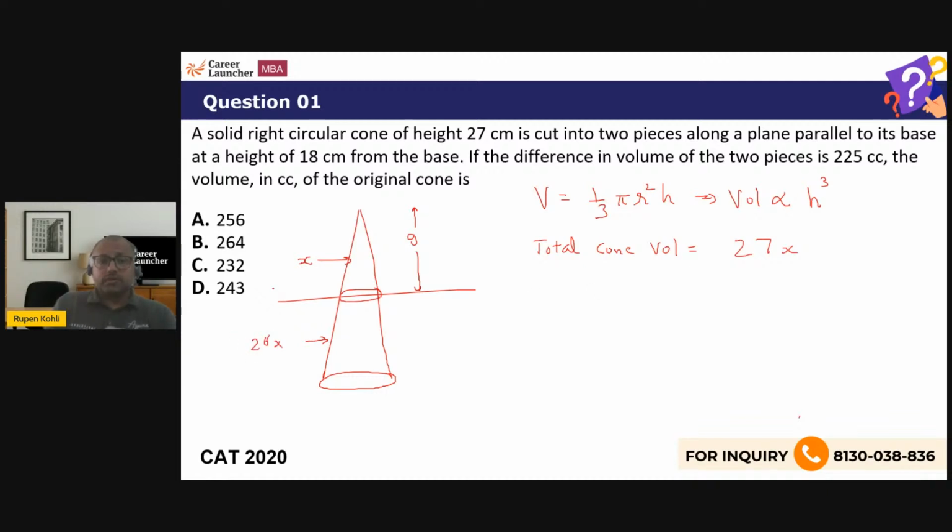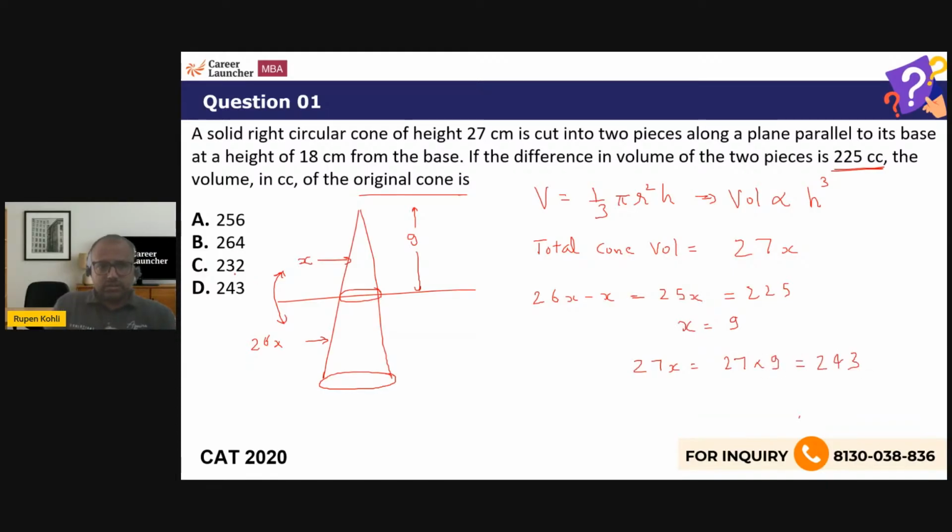He is talking of the difference in these two volumes. So 26x minus x, which is 25x, is given to us as 225. 25 into 9 is 225, so x comes to be 9. So the volume of the original cone, which is 27x, is 27 times 9, that is 243.